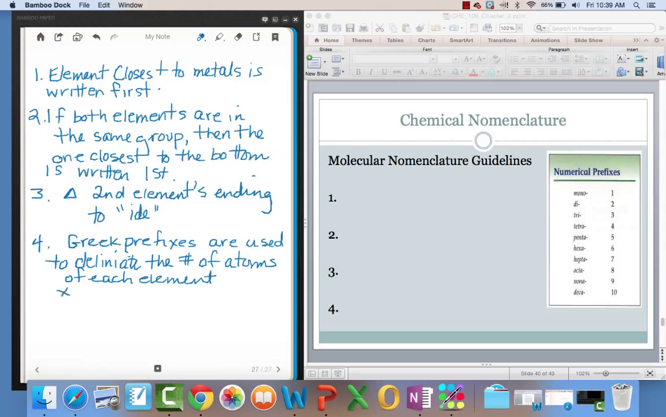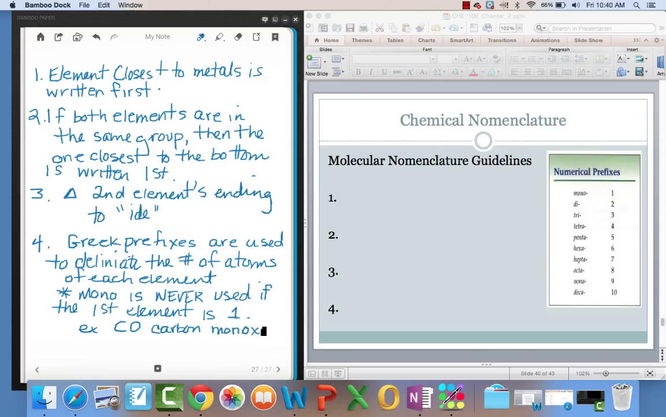And what's really important here is mono is never used if the first element is 1. So for example, if I have CO, this is just simply carbon. We just name it, we don't use the prefix, but we use it on the second one, monoxide.